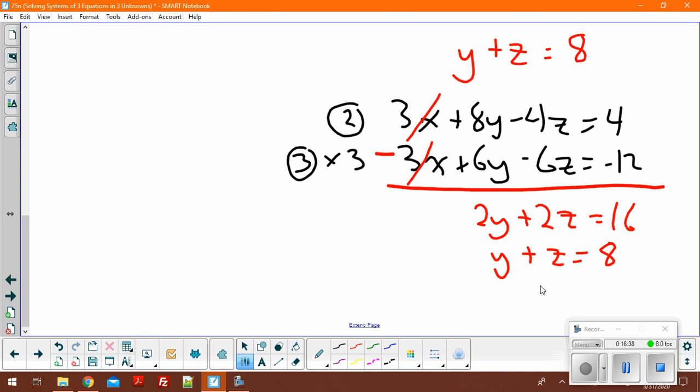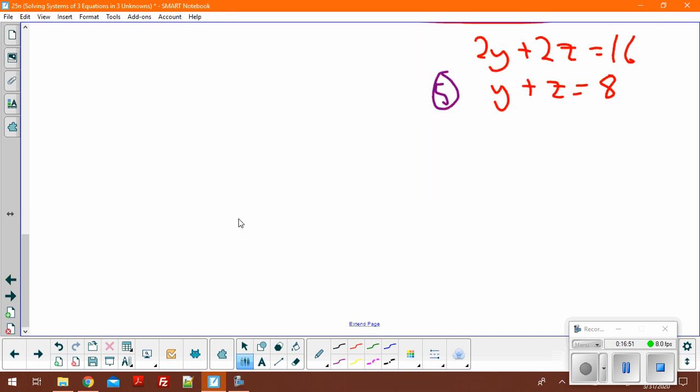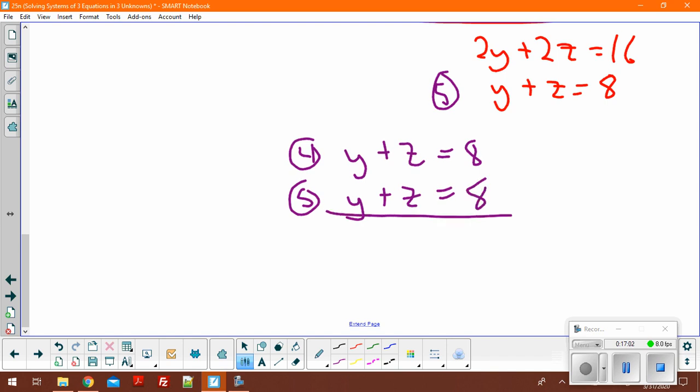Our next step was to go to our new equations 4 and 5. This is equation 4, this is equation 5, and we continue eliminating. The y's are the same, so I just need to line up equation 4, y plus z equals 8, and equation 5, y plus z equals 8, and eliminate. I would subtract to get rid of my y's. So the y's cancel, the z's cancel, and the 8's all cancel. So I get 0 equals 0.